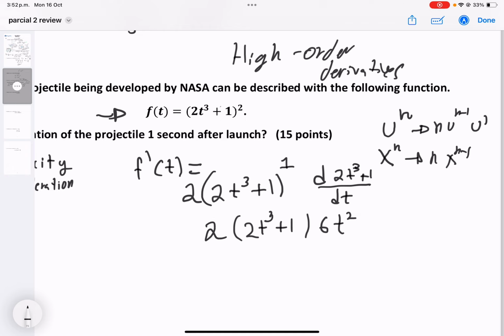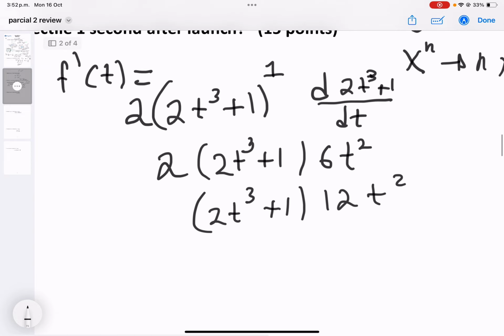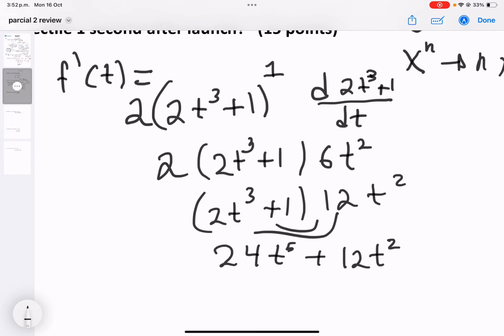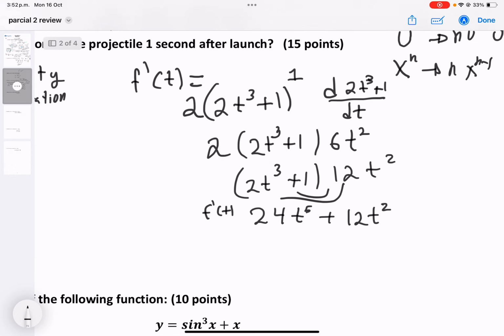Yeah, something like this. Then 2 times 6, so (2t cubed plus 1), multiplying 12t squared. And then I will multiply this, 24 t to the 5 plus 12t squared, right? But this is just the first derivative. I need to find the second derivative.